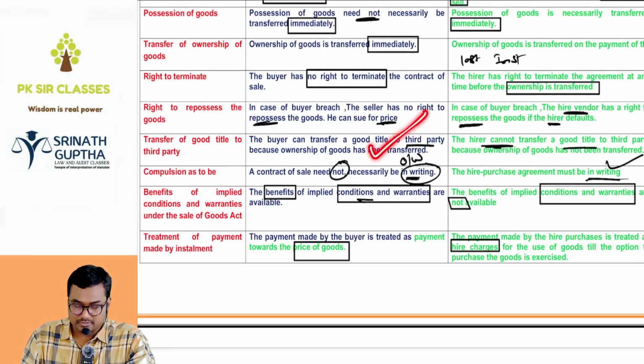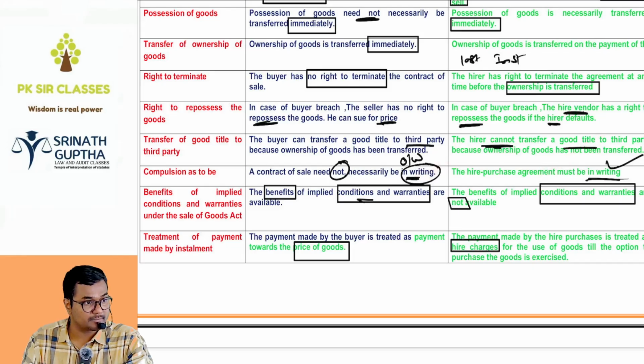Here, we can transfer good title to a third party. I am the owner, I can give the ownership to someone else. Here, I don't have ownership. I can't give good title to someone else. A contract of sale need not be in writing; it can be oral or in writing. Hire purchase must be in writing. In sale there is a benefit of the conditions and warranties. In hire purchase there is no benefit of the conditions and warranties.